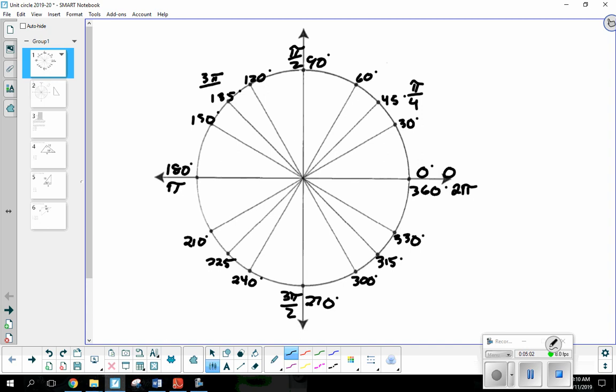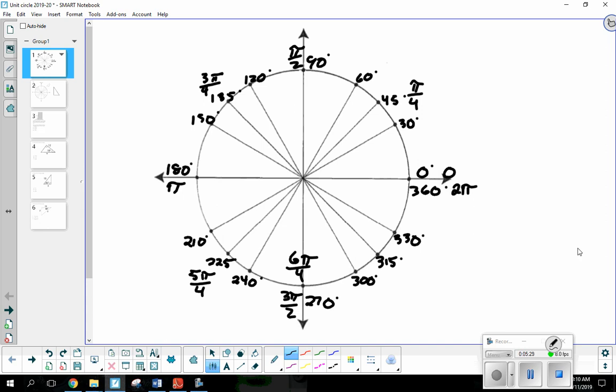3 pi over 4. And then when you get around here to 180, 4 pi over 4, there's your pi. Okay, so keep counting for me. What would come next? 5 pi over 4, located at 225. And now 270, well, that would be 6 pi over 4. But you'll notice, what is 6/4? It's the 3/2 we already have there.